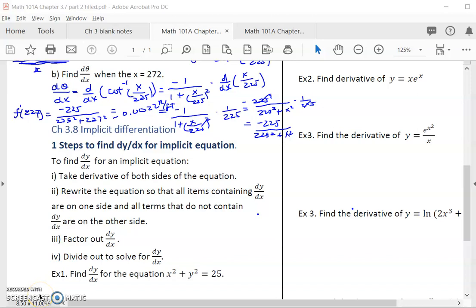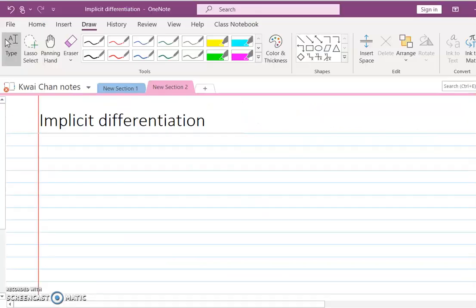Hello, calculus student. This video is for chapter 3.8, implicit differentiation. Before we go through the steps of how to do implicit differentiation, I want to go over the concept of what implicit differentiation is and how it differs from the differentiation that we have been doing. First of all, let's talk about what is meant by implicit.